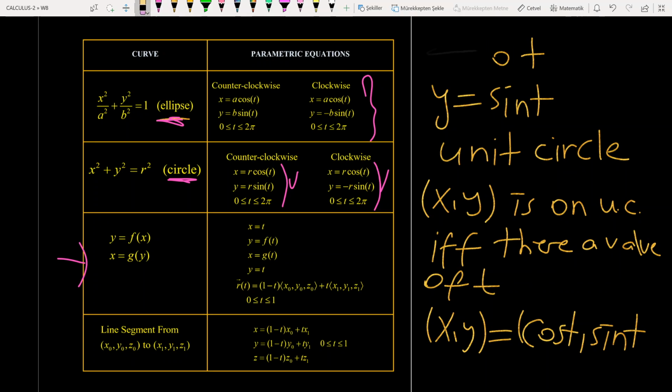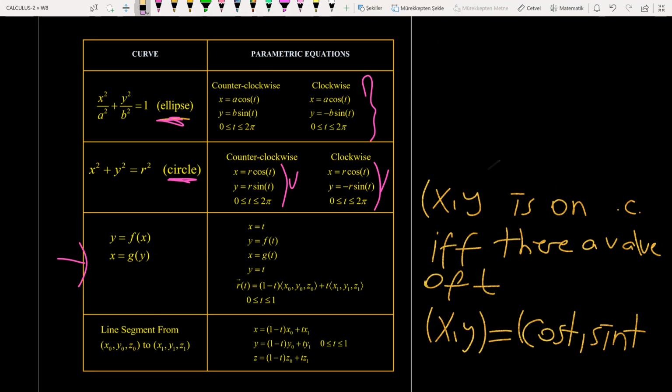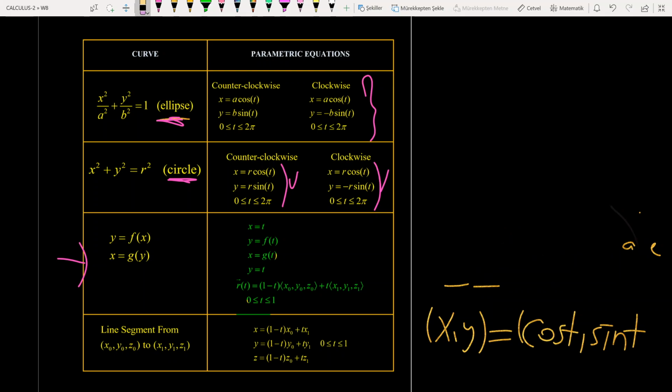If you have a curve y equals f of x, then you have this parametric representation. Okay, let me now give an example to be clear.